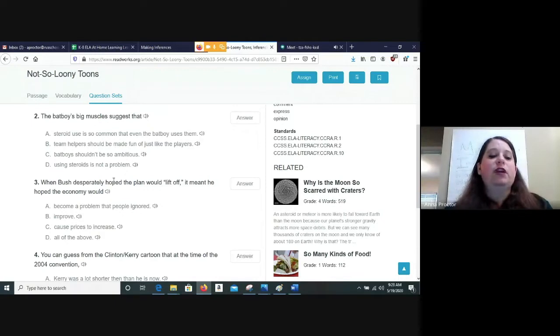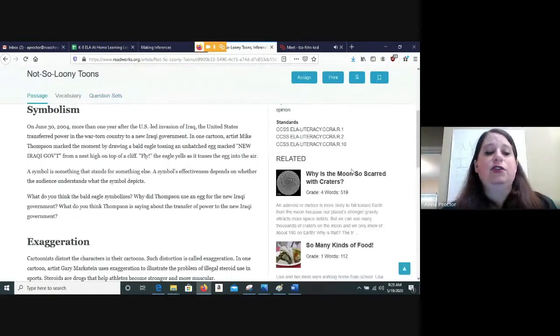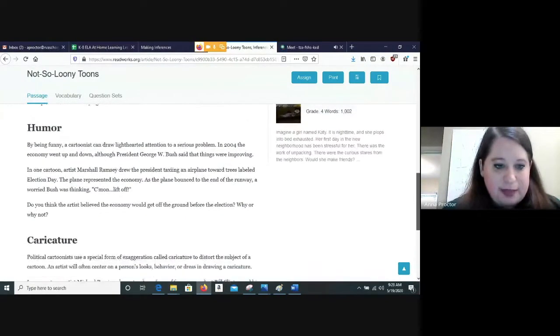Okay, so we are either choosing between A, steroid use is so common that even the Bat Boy uses them. B, team helpers should be made fun of just like the players. Or C, Bat Boys shouldn't be so ambitious. So let's go back, and we're going to need to reread to find our text evidence to make our inference. So let's look for the paragraph that talks about Bat Boy.